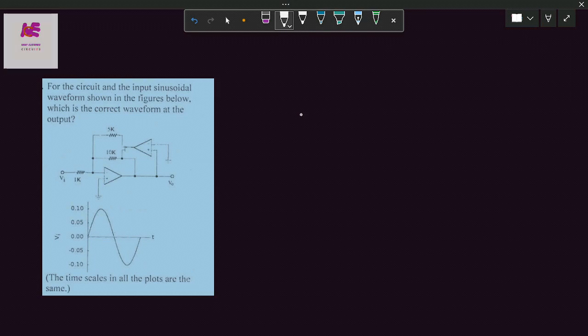A sinusoidal signal is applied at the inverting terminal of the operational amplifier, and we have to find out the nature of the output waveform for the given circuit. So I'm dividing this circuit into three sections. First one is the inverting amplifier.